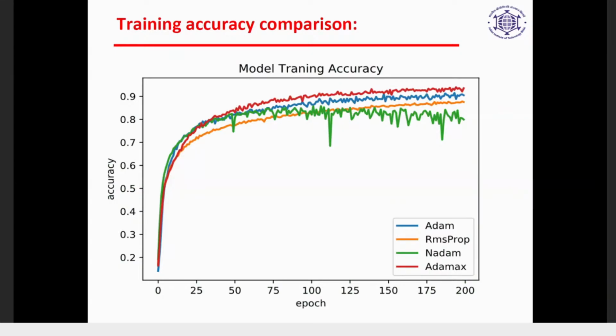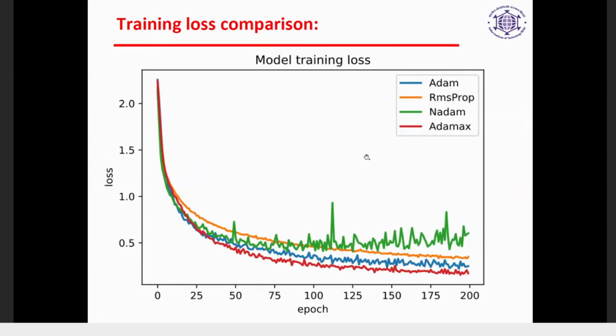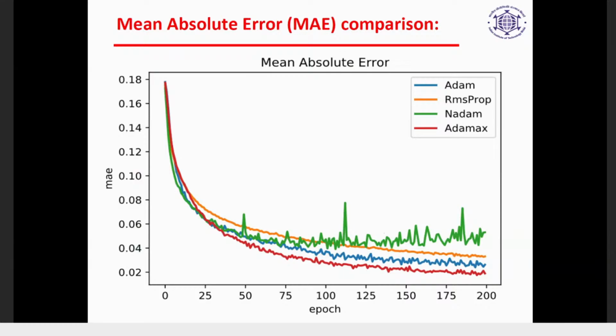So these are the model training accuracies. So you can see here that ADAMX is actually performing quite well in terms of different accuracy, and these are the number of epochs. So we are using around 200 epochs, and then it is reaching up to 90% accuracy. These are the model training losses. So in the training losses also we can see that the ADAMX is performing better.